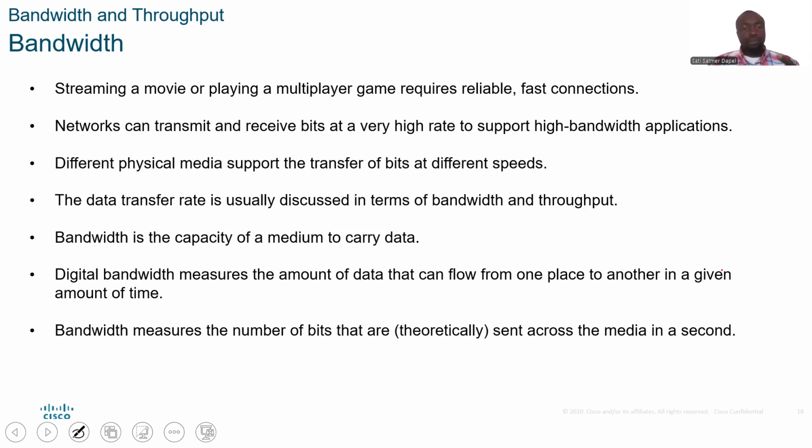Different physical media support the transfer of bits at different speeds. So the data transfer rate is usually discussed in terms of bandwidth and throughput. Bandwidth is the capacity of the medium to carry data. Digital bandwidth measures the amount of data that can flow from one place to another in a given amount of time. So bandwidth measures the number of bits that can theoretically be sent across the media in a second. Okay, so the bandwidth may vary based on the size or capacity of the network medium.